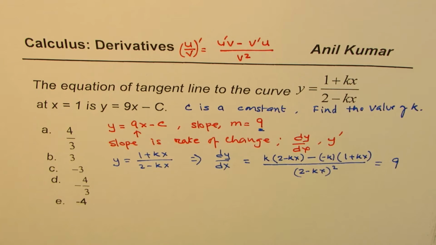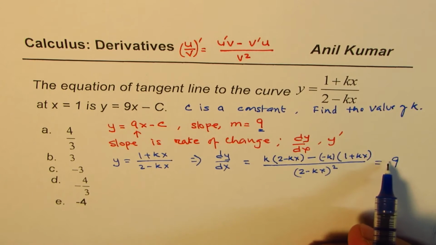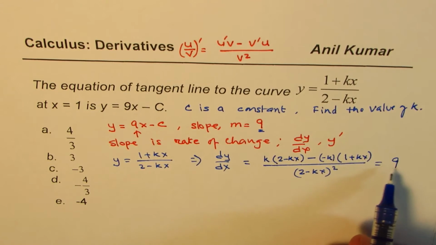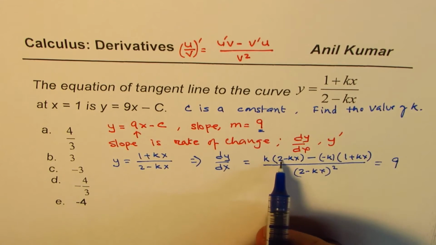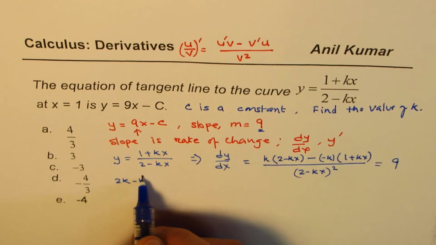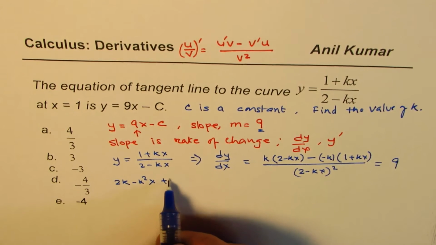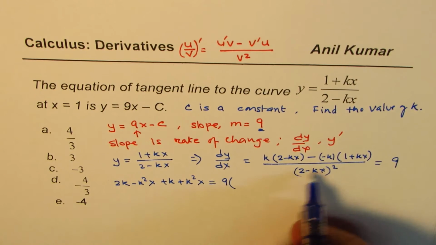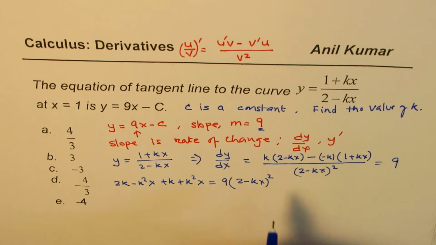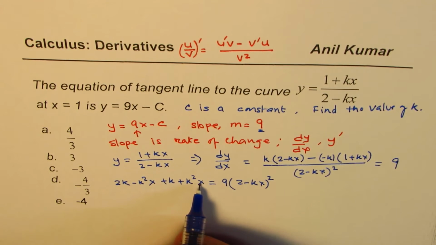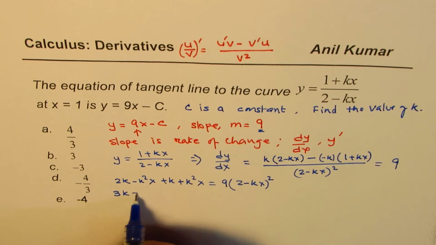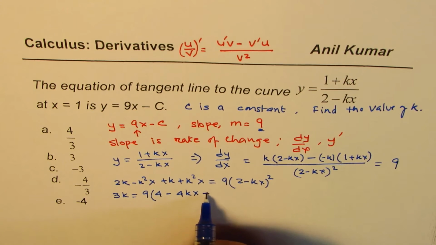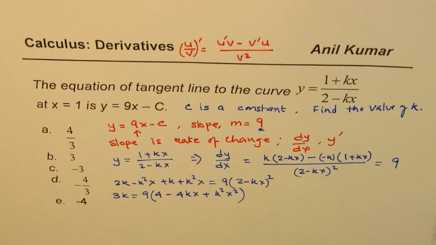Now we can cross multiply and solve the equation. This numerator is equal to 9 times (2 minus kx) whole square. So k times 2 is 2k, then minus k square x, minus minus becomes plus, so plus k, and plus k square x, equals 9 times the square of 2 minus kx. Now we'll combine a few terms. K square x cancels, and 2k plus k is 3k. So we have 3k equals 9 times, expanding the square: 4 minus 4kx, plus k square x square.